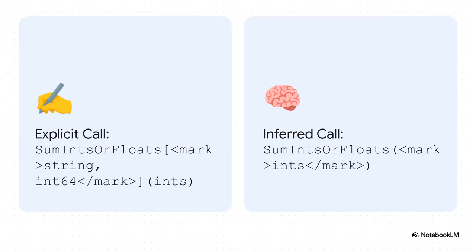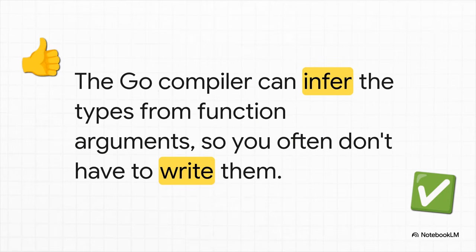Just look at the difference here. On the left is that call we just saw where we spell everything out, but on the right, notice we've completely left out the square brackets and the types. So how does that work? Well, the Go compiler is smart enough to just look at the ints map that we passed in, and it infers that the keys must be strings and the values must be int64s. It just figures it out for us. And this is a huge win for readability. Most of the time, you're not even going to have to write out the types. The compiler does the heavy lifting, which gives you code that is way cleaner and easier to read, and you don't lose any of that critical type safety.